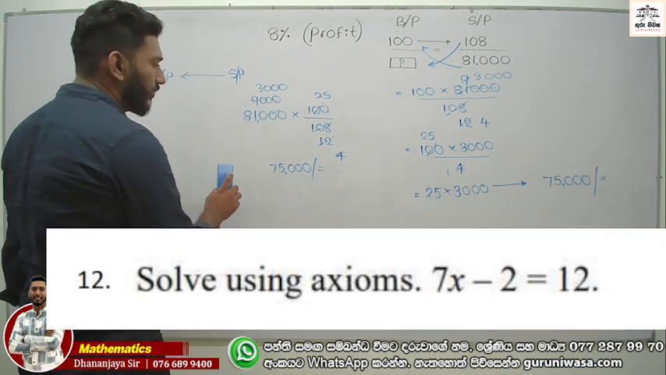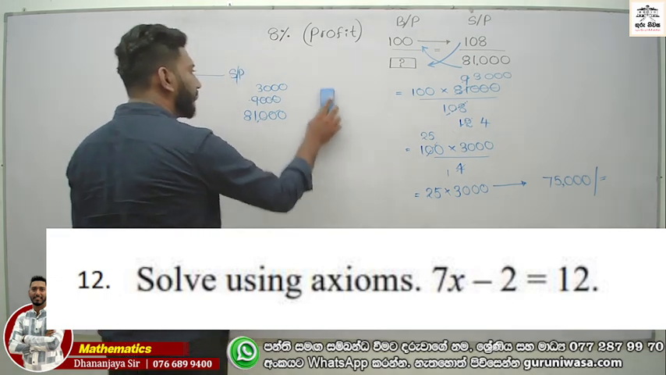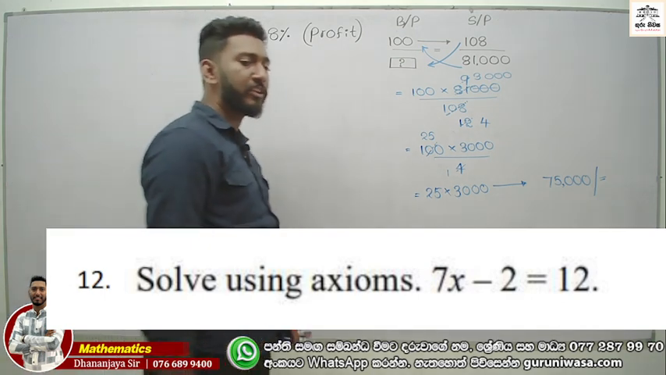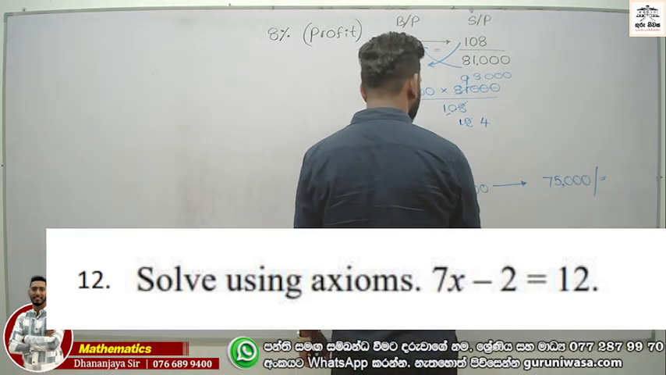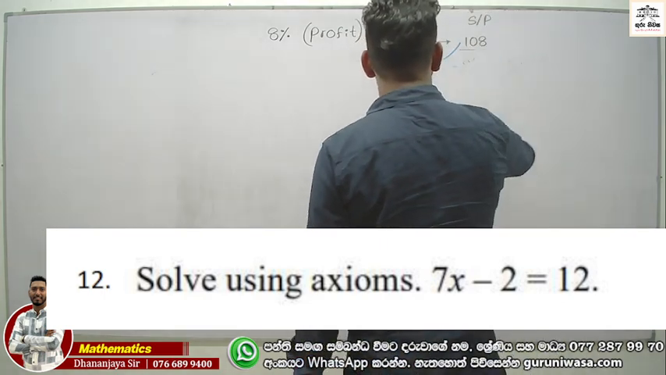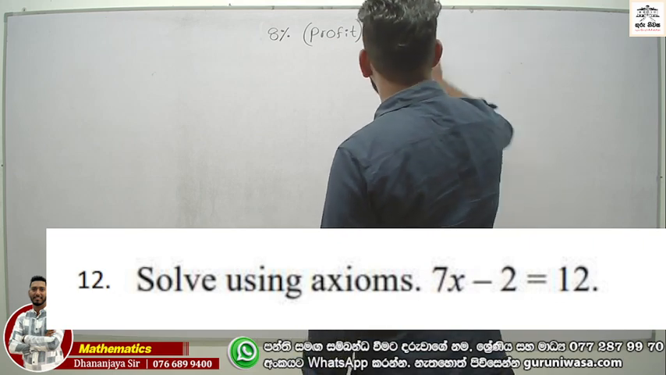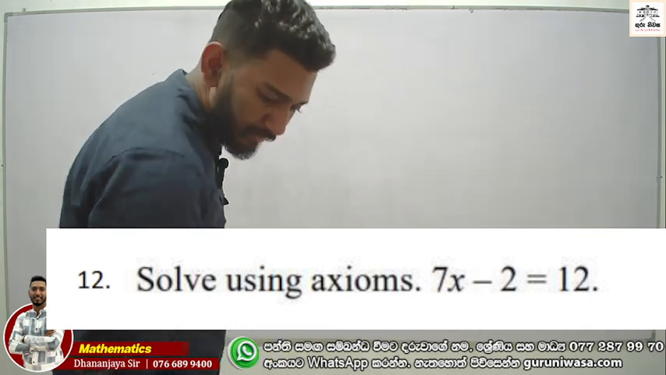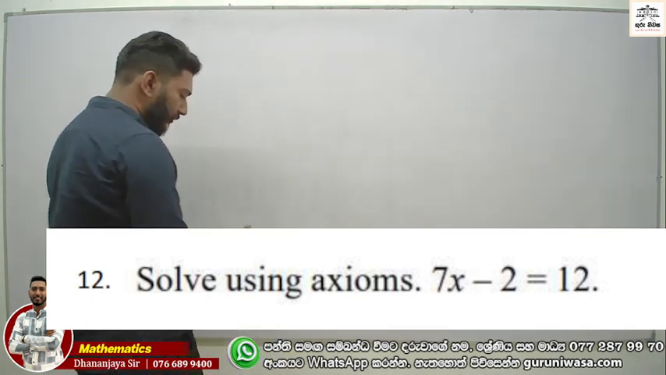Right. Now question number 12. Solve using axioms, right? There are 5 axioms. මතක ඇති කට්ටියට. Equations we can solve using axioms. Axioms use කරලා හදන්න පුළුවන්. අපි බලමු කොහොමද හදන්නේ. Axioms use කරලා.